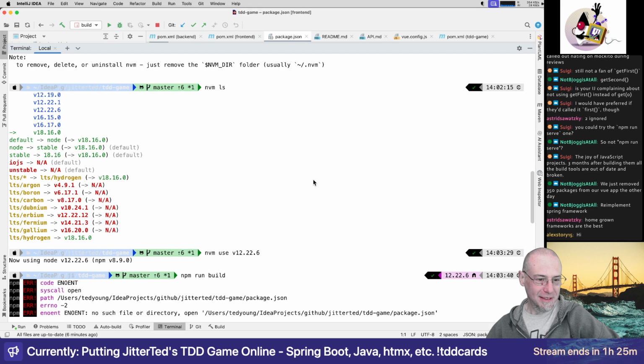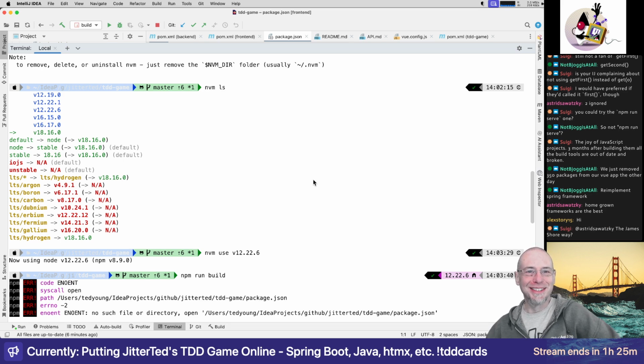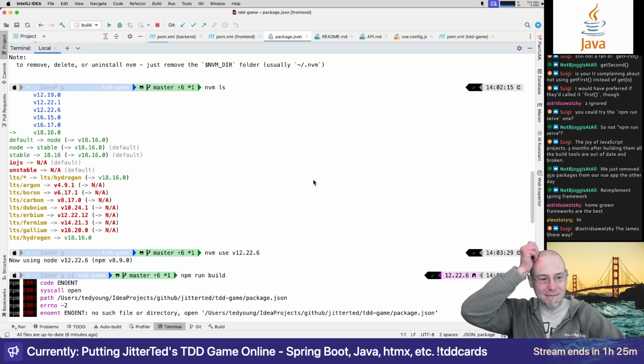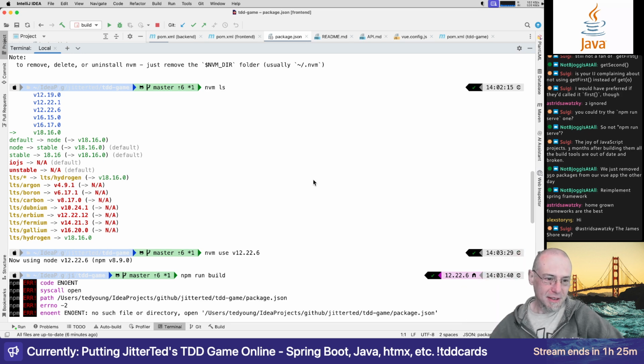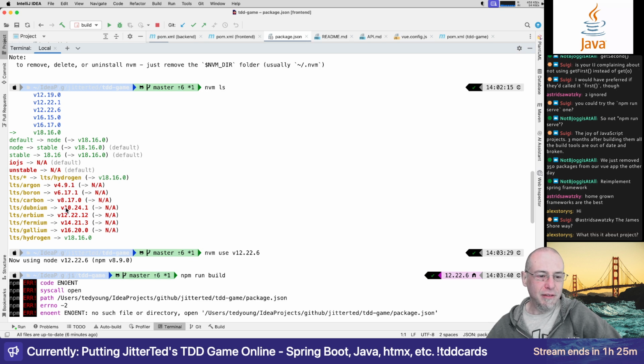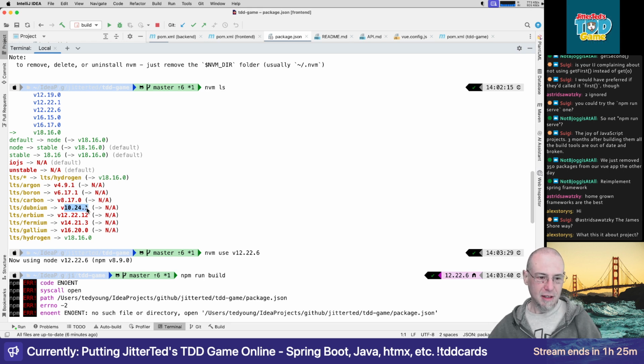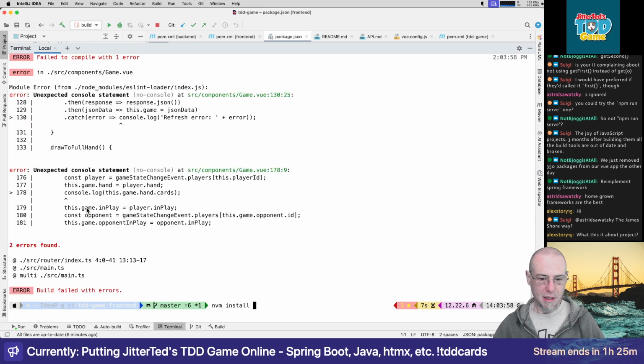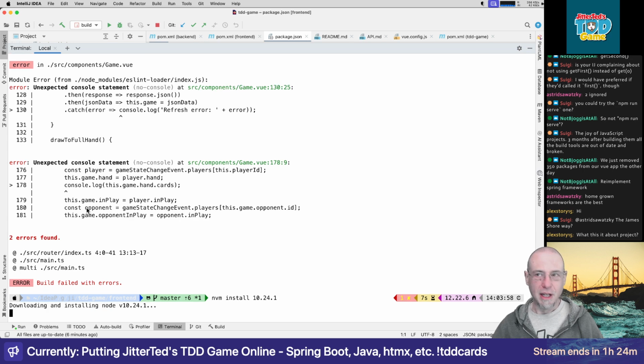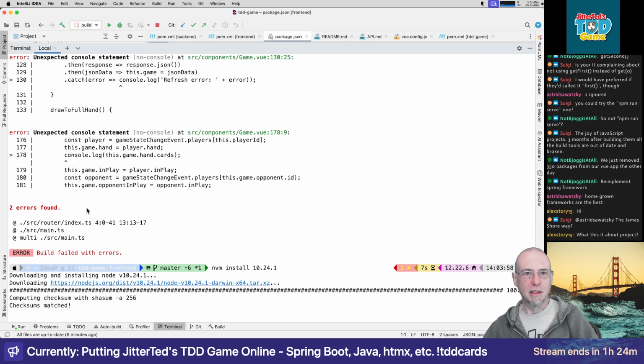Should I go back earlier? I wonder when that came into being. Oh, Alex Story. Homegrown frameworks. Re-implement this. Let's, I'm going to try version 10. If that doesn't work, then I'll just comment out the console because it looks like it's only two things.